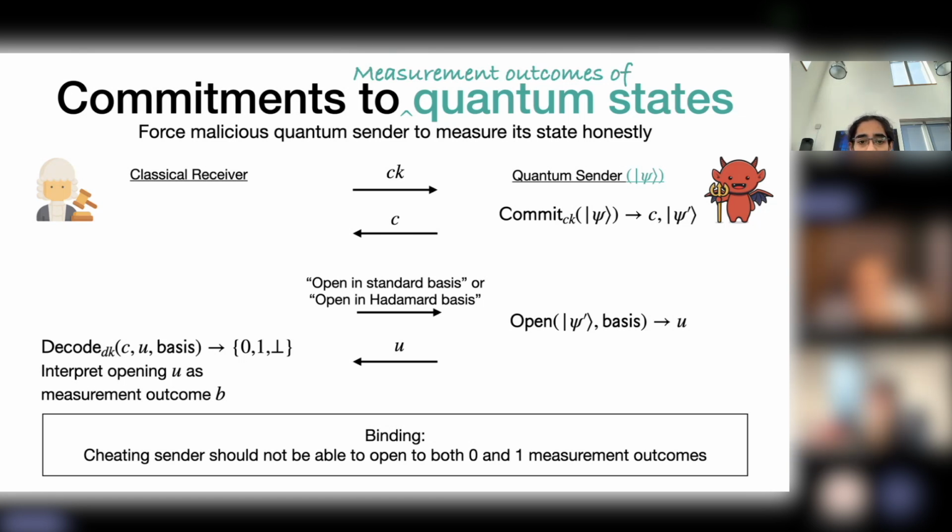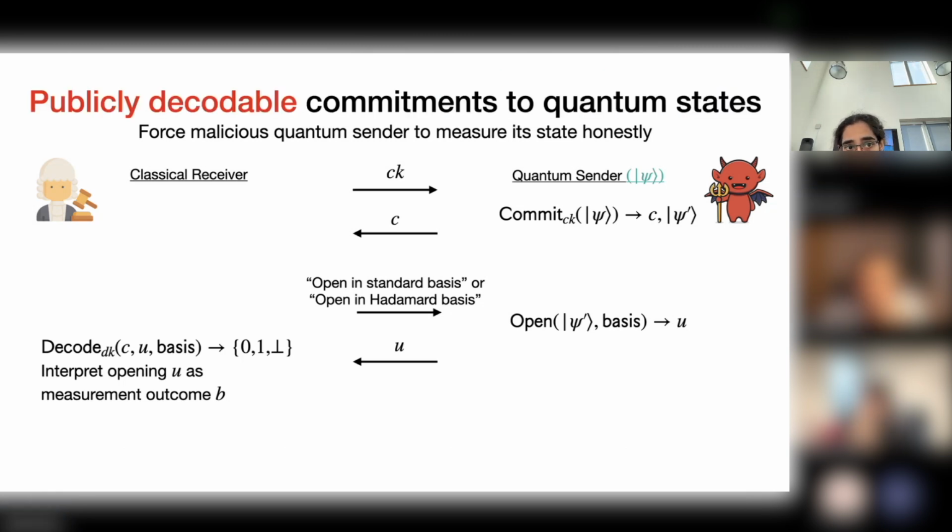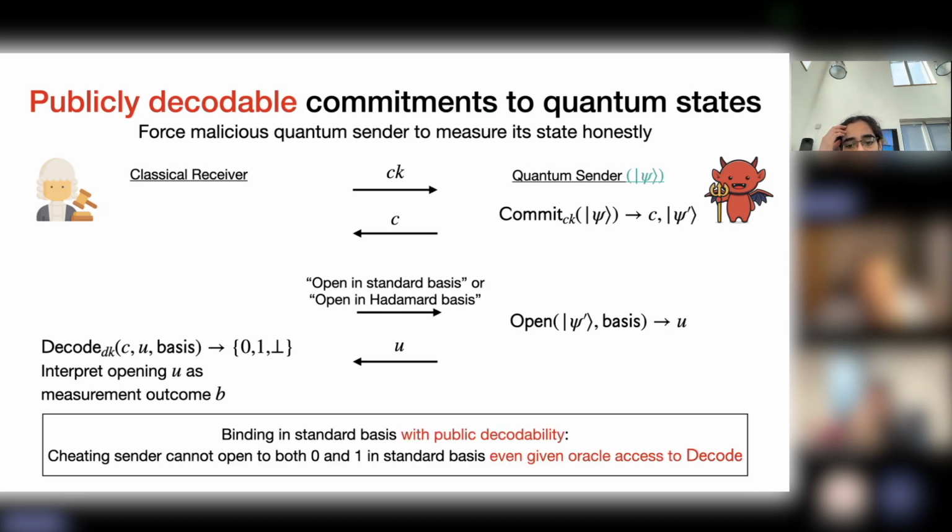So the property that we want for commitments to quantum states is that, roughly, the cheating sender should not be able to choose what measurement outcome it opens to. That's the vague intuition you should have. So now, what does publicly decodable add? It means that this binding property holds even if the cheating sender was given access to this decoding oracle.